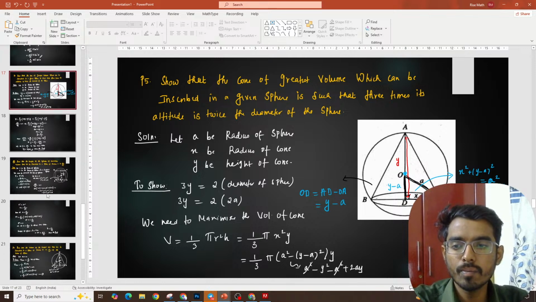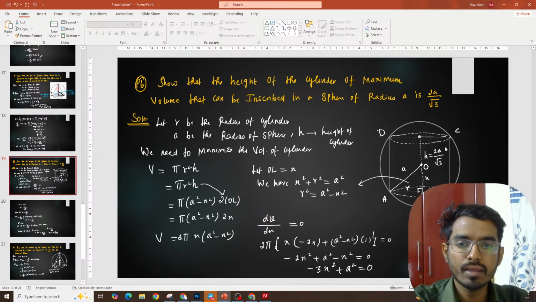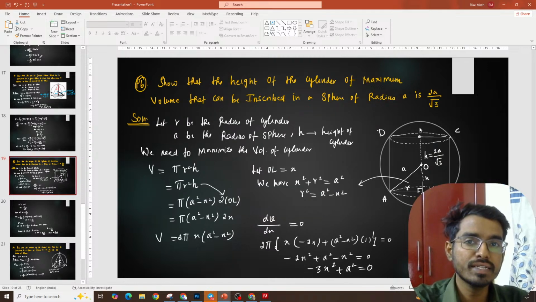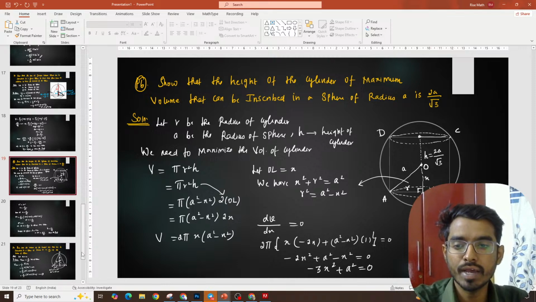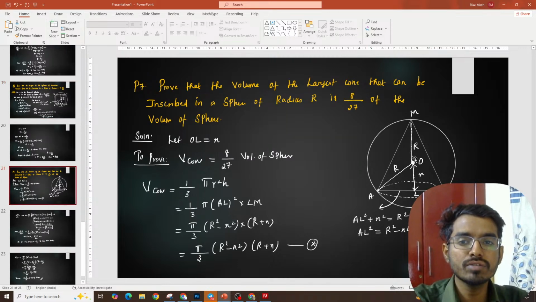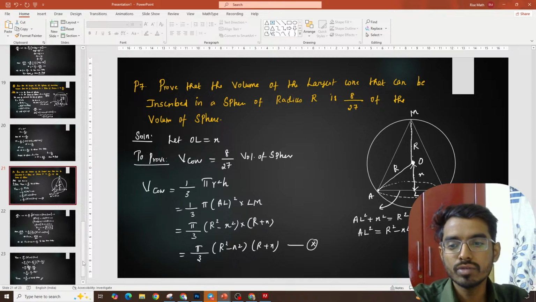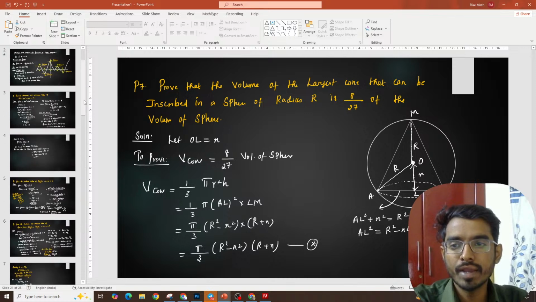This kind of problem, and then we are inscribing a cylinder inside a sphere. What's the relation between this radius and the height? That height is given by 2a by root 3 for maximum volume cylinder. And then the last problem is that the volume of cone of greatest volume is 8 by 27 of volume of sphere. So that's it. So we'll wind up this class.